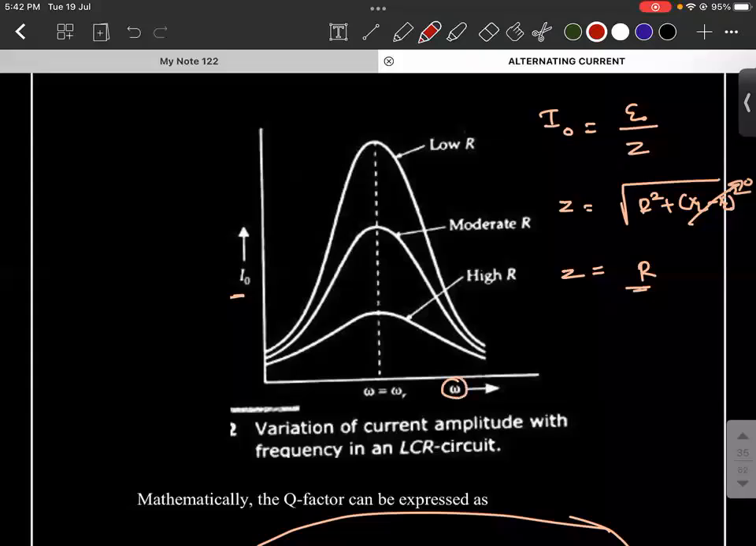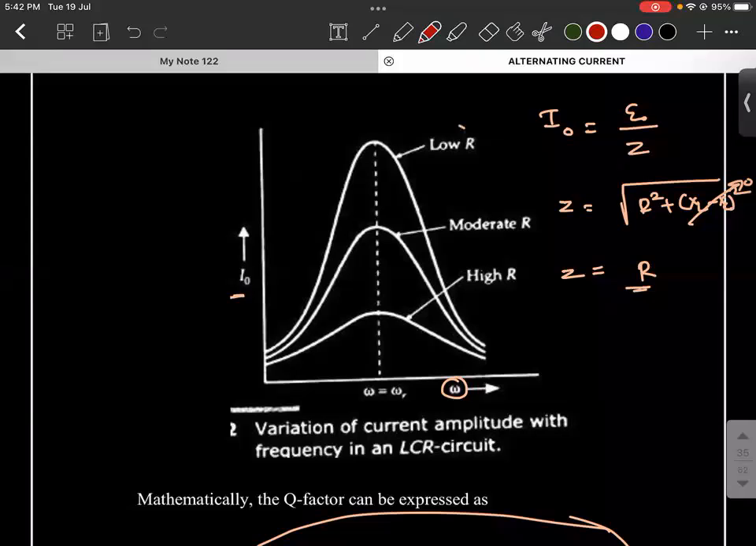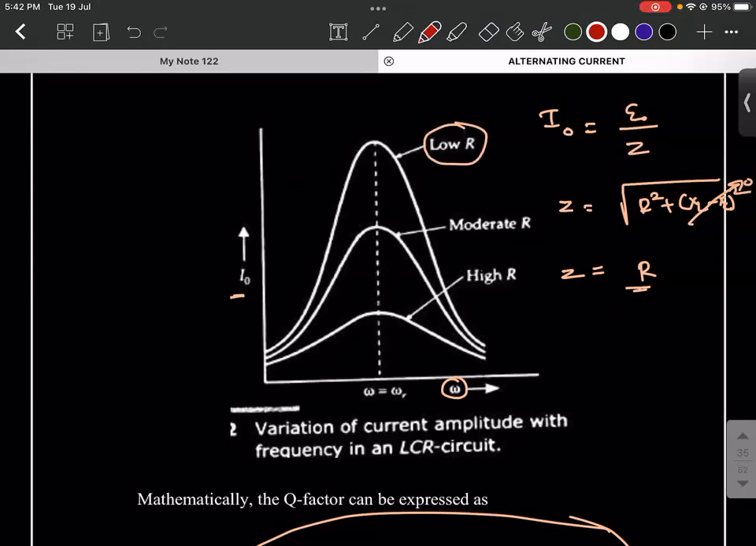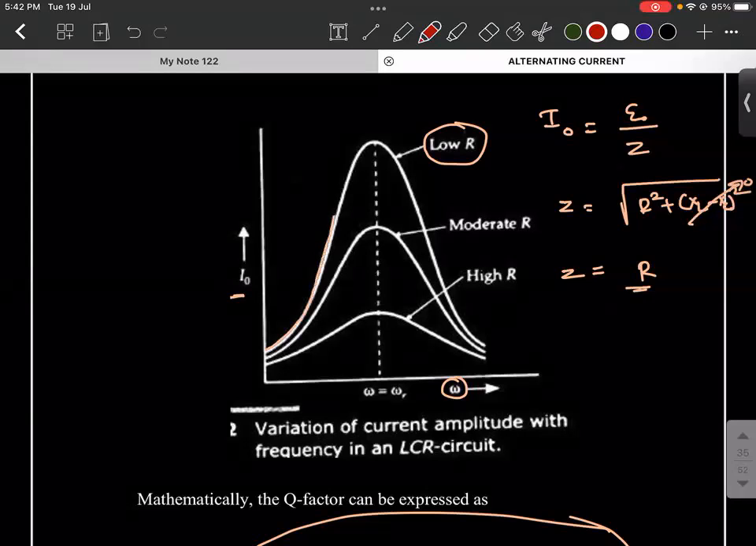So when that is the scenario, when you draw the graph showing the variation of I naught with angular frequency, when the value of resistance is low, can I say I naught will attain a maximum value? If I take three different scenarios, when the resistance is, let's say, 2 ohm, 3 ohm, and 5 ohm, out of 2, 3, 5, which one is least? Obviously 2. When the resistance is least, what will happen to the current? It will increase. That's what has happened in the first graph.